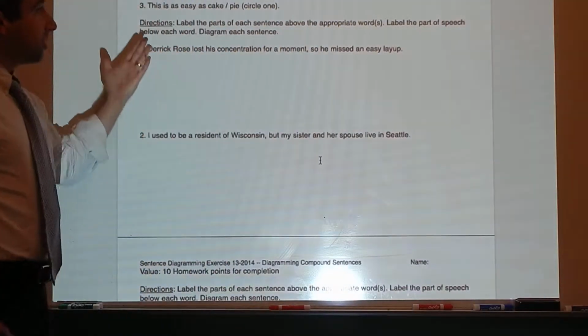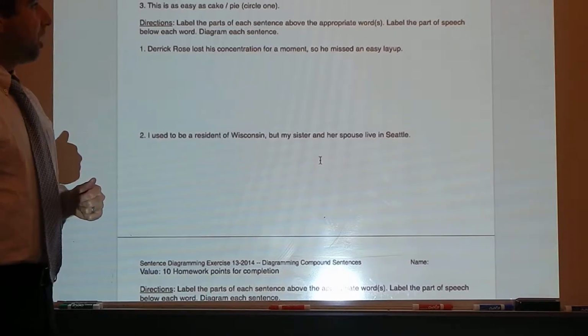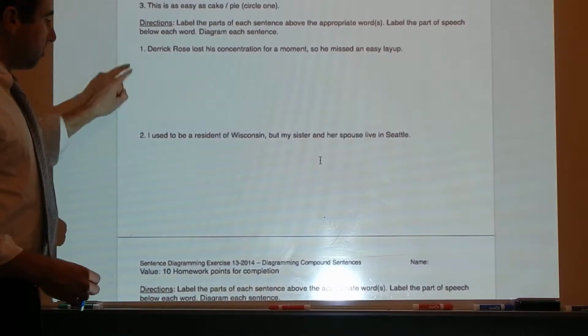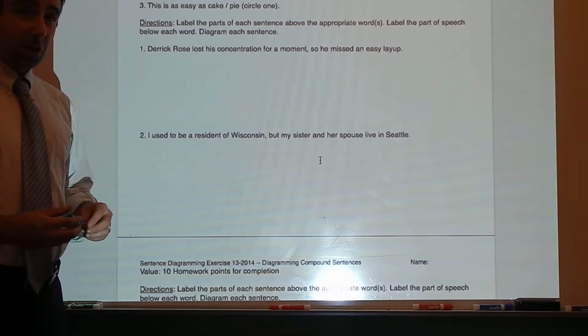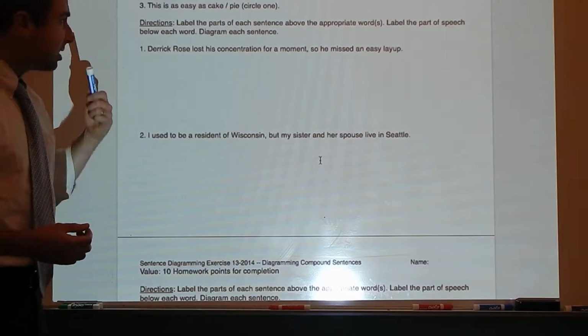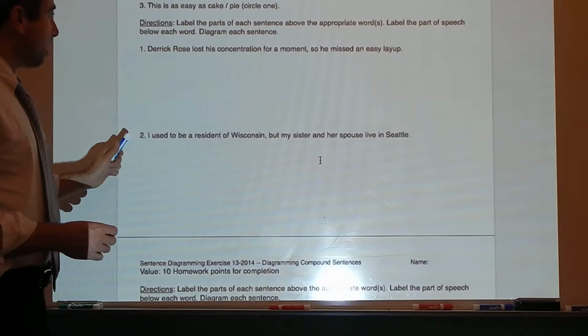The directions are still the same. Label the parts of each sentence above the appropriate words, label the part of speech below each word, and diagram each sentence. There are only 2 sentences here. The diagrams are going to start taking up more room, and the warm-up was long, so there are only 2 sentences. Let's do one together, and let's see if you can do the second one on your own.